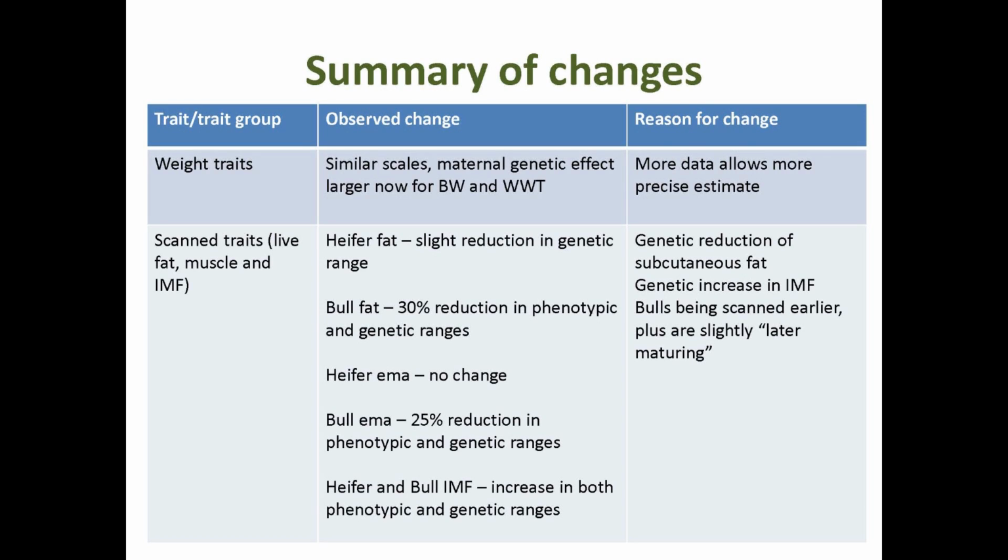So the genetic range between the top and the bottom within a year is roughly speaking what we already thought it was. We have found that the maternal genetic effect is a bit bigger than was previously thought, particularly for birth weight and weaning weight. So the effect of the mum's genes on calves' performance early in their life, birth weight and weaning weight, was a bit bigger than had previously been estimated.